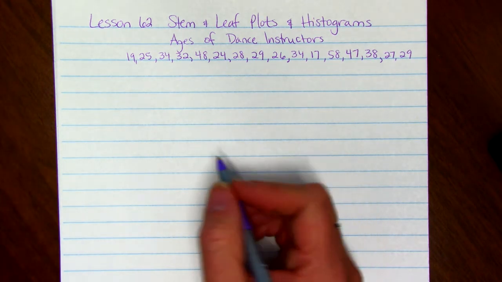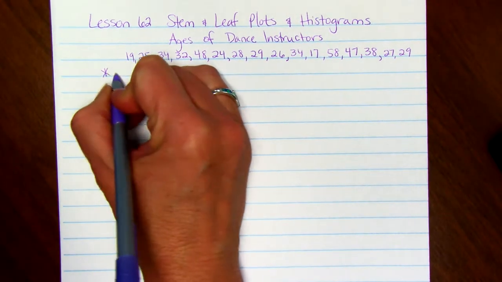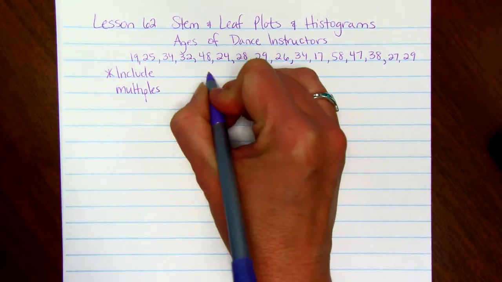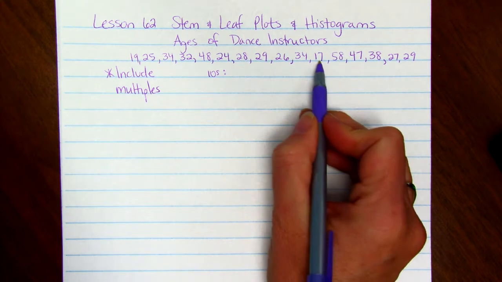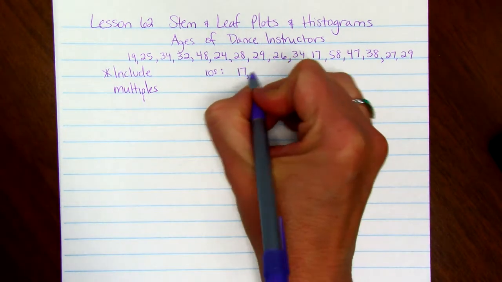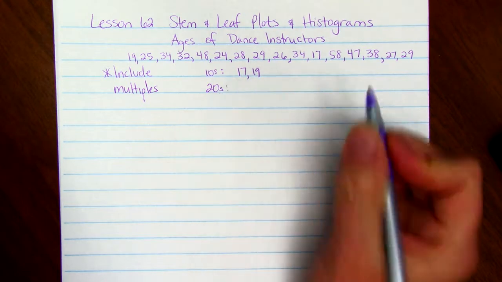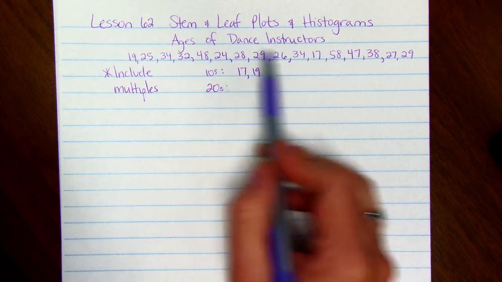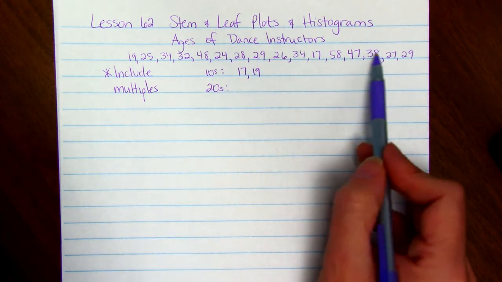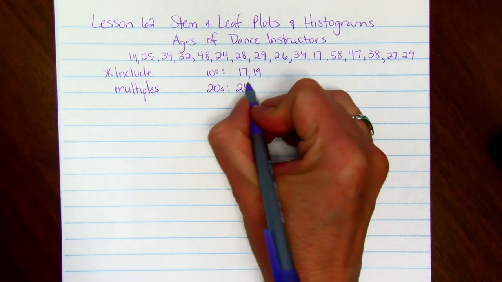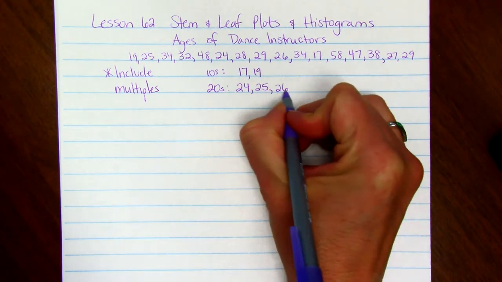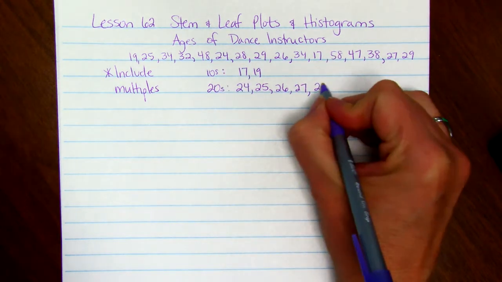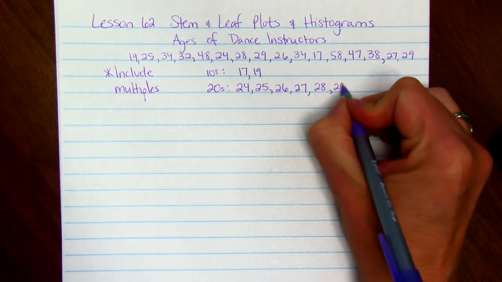Then we have to remember we're going to include multiples in our list. We are going to list them by tens. So the tens, we have a 17 and a 19. Then we'll list the 20s, smallest to largest. There's a 25, a 24, 29, 26, 27, another 29. So we have 24, 25, 26, 27, 28, and two 29s.